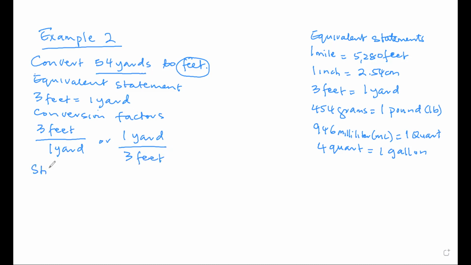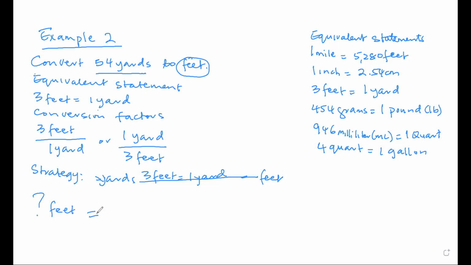Now, our strategy: how do we go from yards, what we know, the unit of what we know, to the unit of what we do not know, to feet? We get that by using this equivalent statement, 3 feet equal to 1 yard. Remember, it doesn't matter the order. You can write 1 yard equal to 3 feet. They are equivalent. So what we do not know is, now we want to set this up.